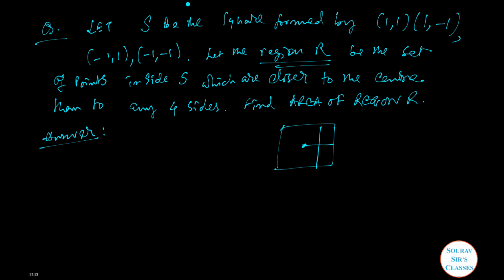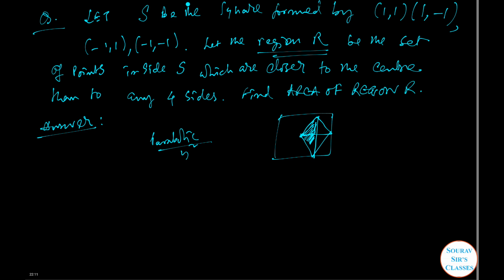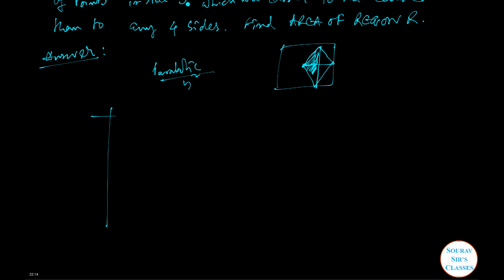So for example, in this particular region, we are interested in these points rather than these points. But it is not a straight line of points. There will be a parabolic structure, that is y square equal to minus 4x. So we will do it. Let me just first draw it. This is our square. So this is 1, 1. This is minus 1, 1. This is minus 1, minus 1, and this is 1, minus 1. So these are the 4 points.